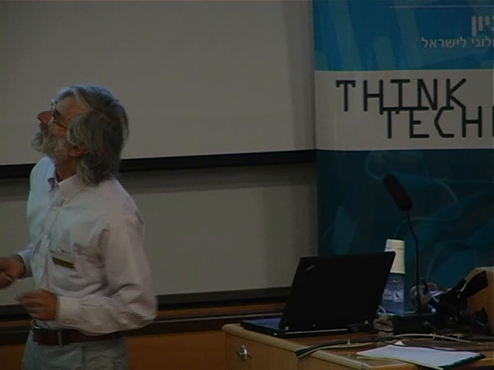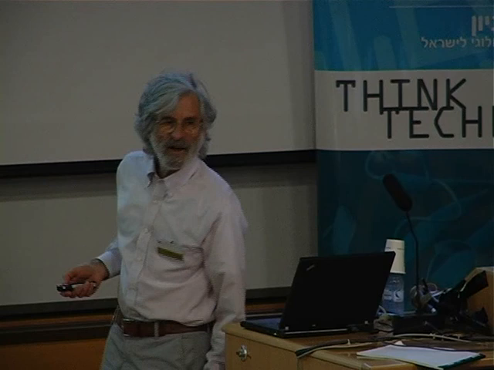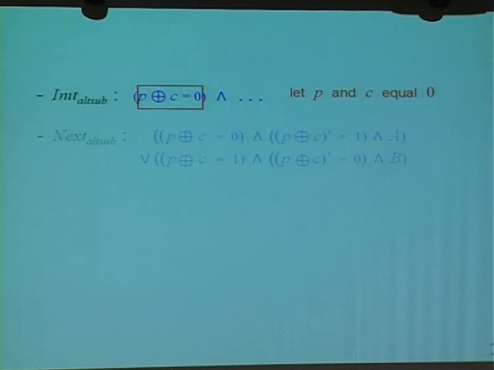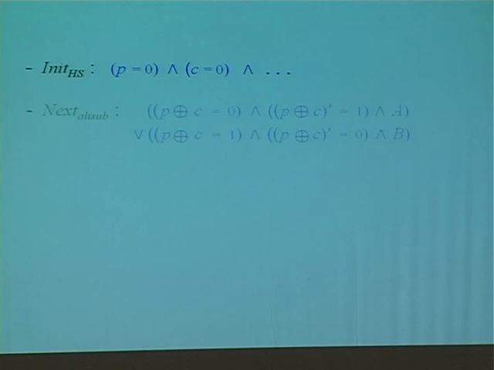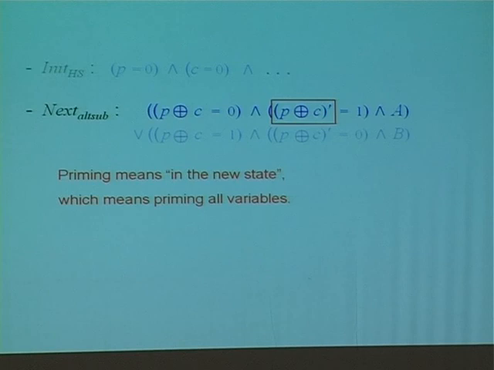So here's what I'm going to do. To get the init alt sub condition, which says that P plus C must equal 0, I'm going to let P and C both equal 0. That implies that P plus C equals 0. So the initial predicate of HS is going to be this formula. Now, to get the next state relation, I'll first concentrate on the first disjunction. We have P plus C prime. Well, remember, priming something just means in the new state, which means priming all the variables. So that's just equal to P prime plus C prime.